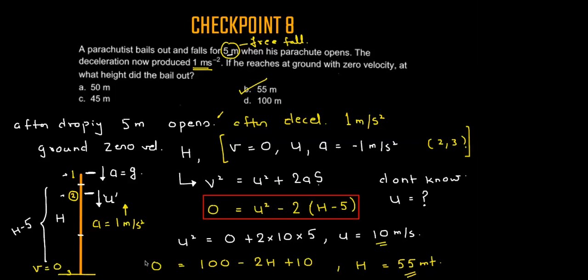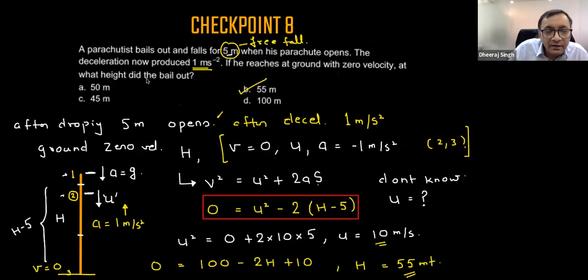Some of you are asking whether we need to subtract 5 from the height. No, they're asking from which height they bail out. So it is written, right? It bails out. Fine? Clear?